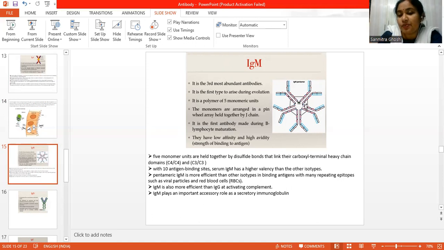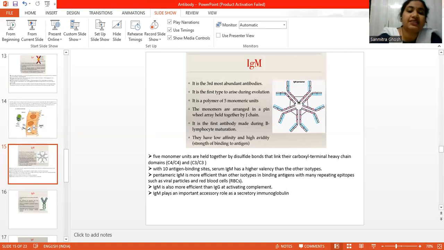As you can see from this picture here, how many monomers we have? 1, 2, 3, 4, 5. So 5 monomers are present. So these 5 monomeric units are polymerized together, and they are linked with another J chain similar to that of the IgA. So IgM is a polymer of 5 monomeric units which are arranged in a pinwheel array, as you can see over here, held together by the J chain.